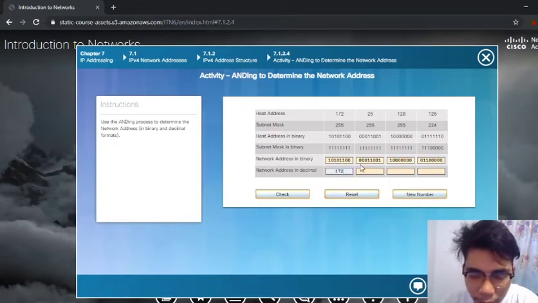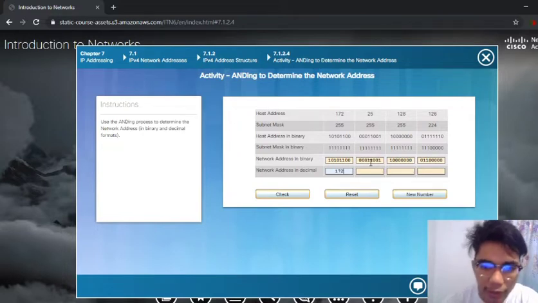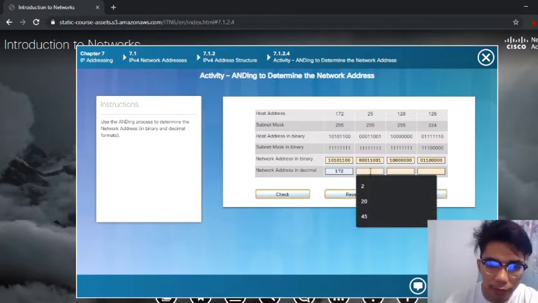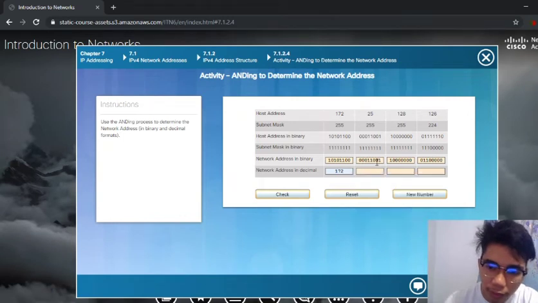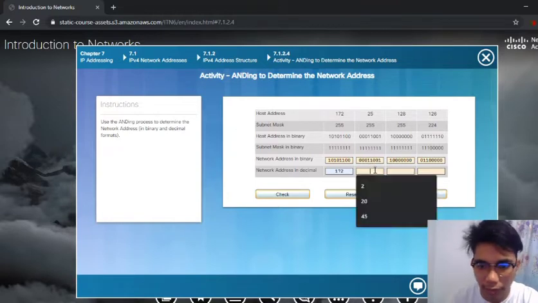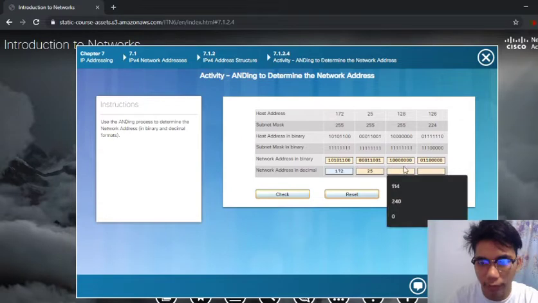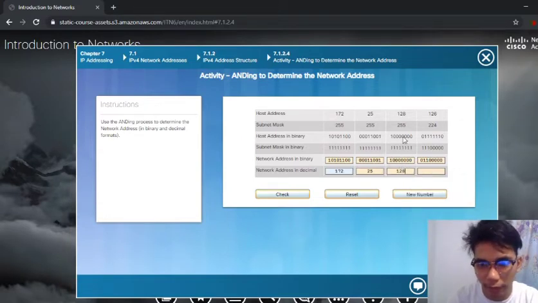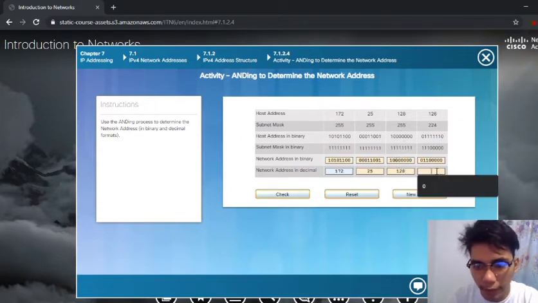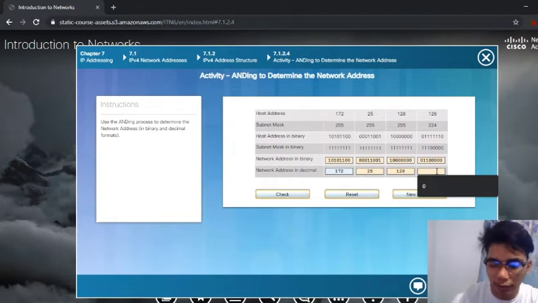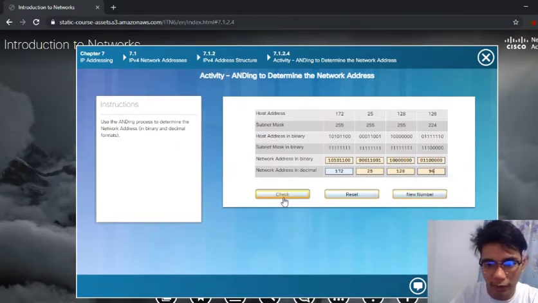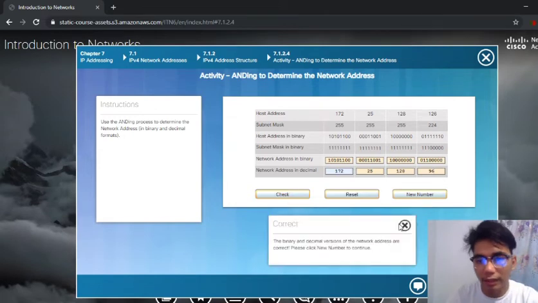Then this 128, 64, 32, 16 plus 8 plus 1 would be 25. No, 1, 2, 4, 8, 16. No, it's 25. Then this would be literally 128 because it's already just 1. Then 64 plus 32 is 96. Then let's check. As you can see, our binaries are correct, and let's try another one.